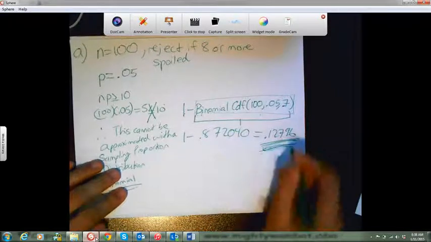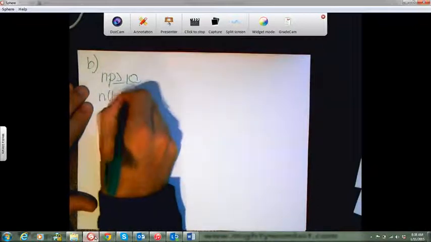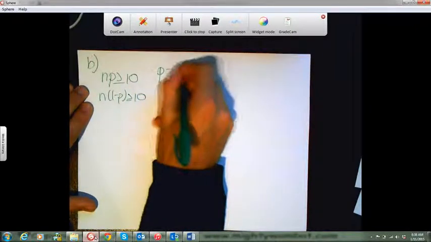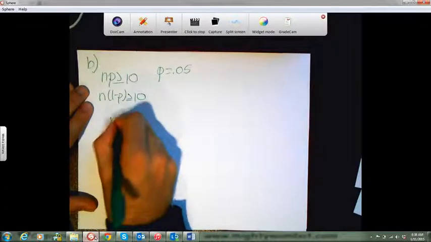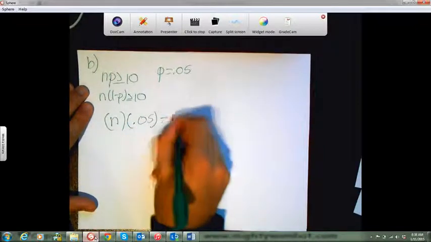Now what happens in part B? In part B it says, Inspector B wants to use a sample size large enough to assume a normal distribution. What sample size do I need to use? Well, if I want to have a normal, then NP must be greater than or equal to 10, and N times 1 minus P must be greater than or equal to 10. Remember, P is 0.05. So N, we have to solve for that, times 0.05 must equal 10. So N equals 10 divided by 0.05.